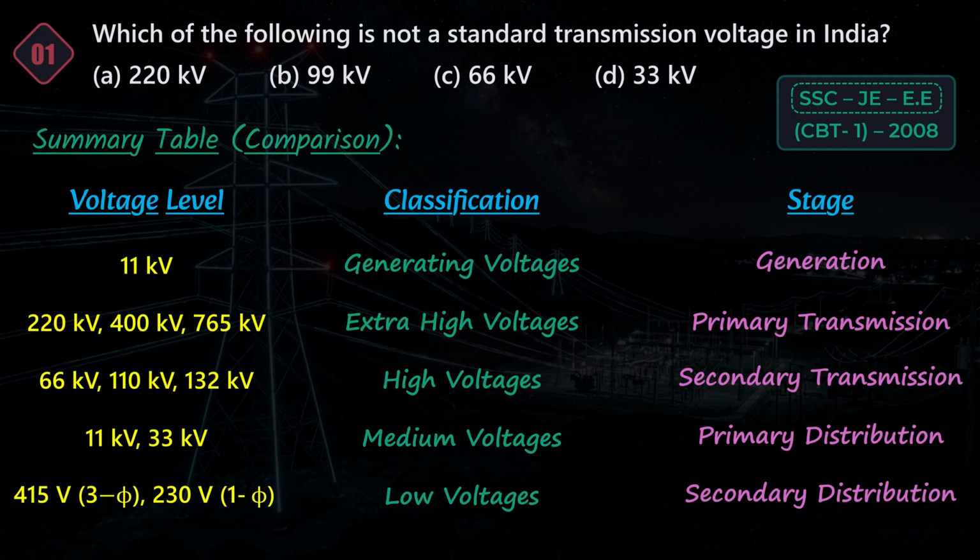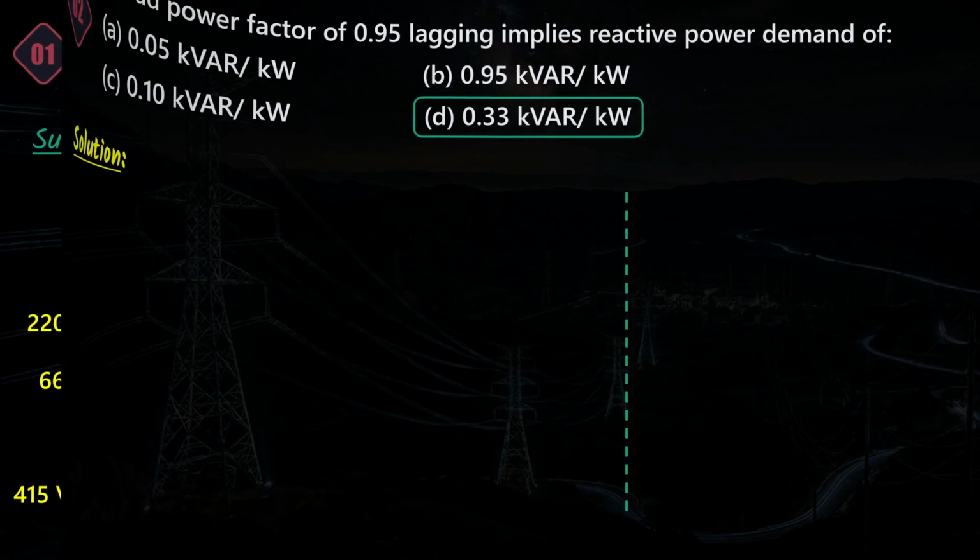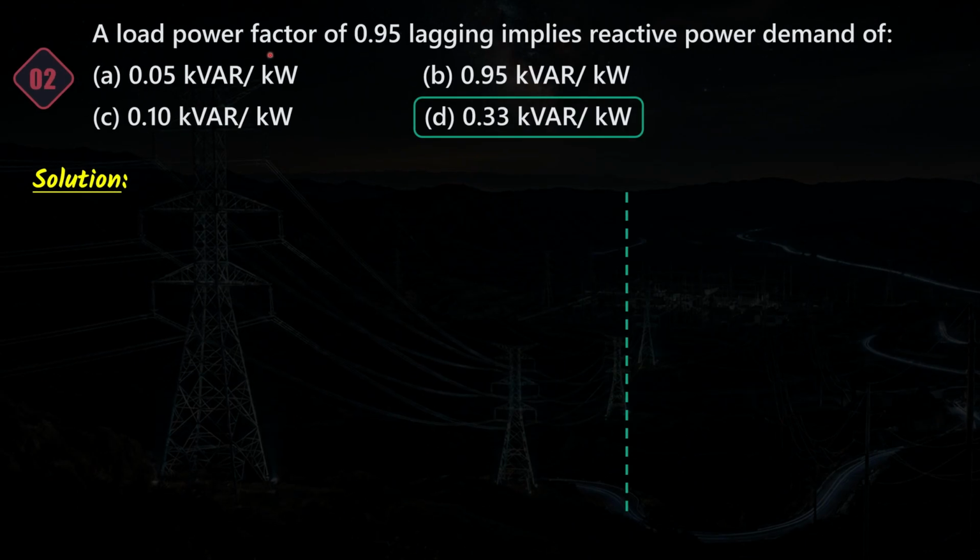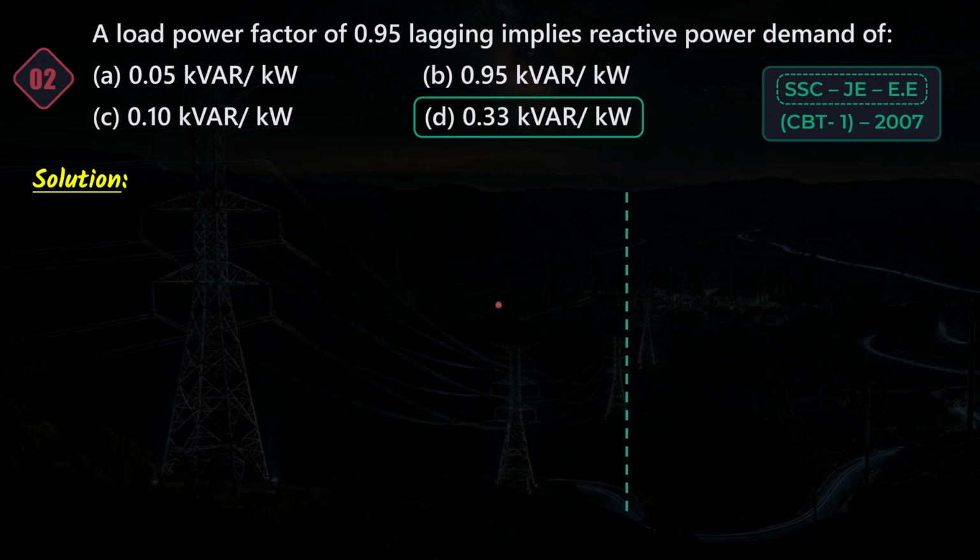Now let us move on to the next question. A load power factor of 0.95 lagging implies reactive power demand of option A 0.05 kilovolt ampere reactive per kilowatt, option B 0.95 kilovolt ampere reactive per kilowatt, option C 0.10 kilovolt ampere reactive per kilowatt, and option D 0.33 kilovolt ampere reactive per kilowatt. Now, in this question, we are asked to find the reactive power demand per kilowatt for a load with a power factor of 0.95 lagging.